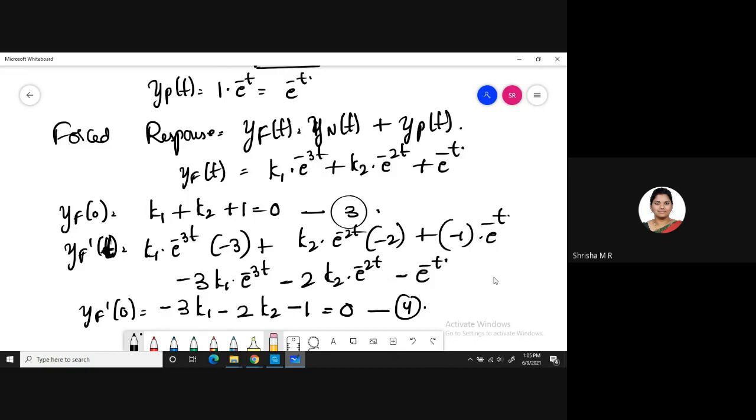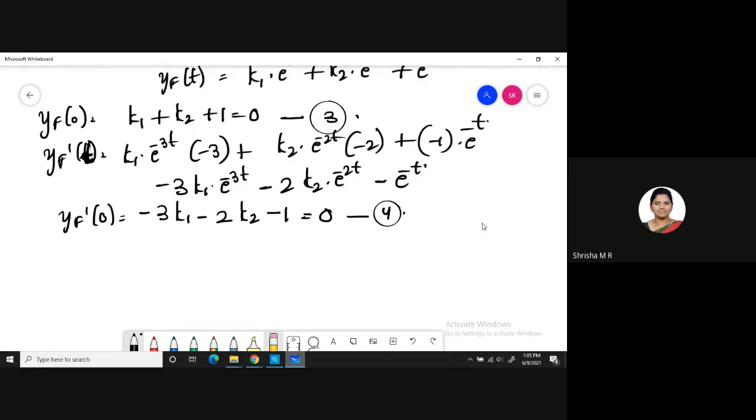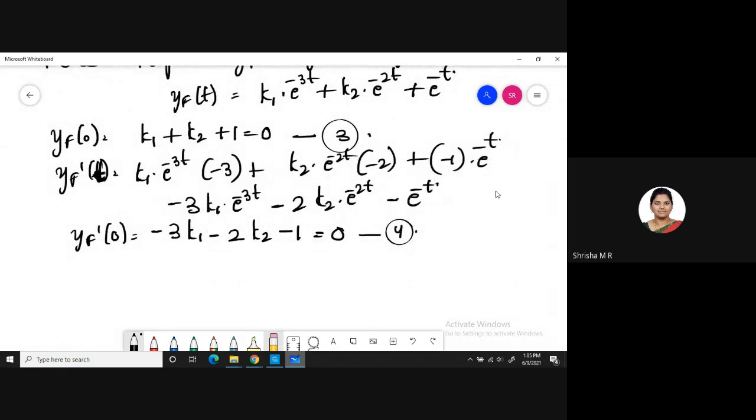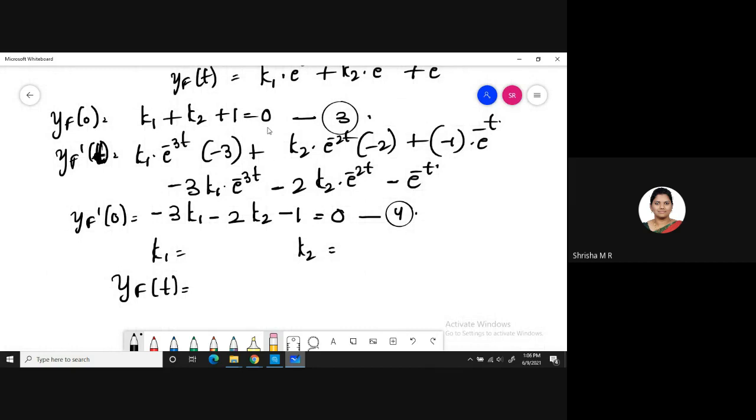Solve equation 3 and 4 and tell me what is k1, k2. Equation 3 and equation 4, you solve it and tell me the values of k1 and k2. We'll get the forced response equation yf of t. What is k1, k2? Solve these two and tell me what you get.